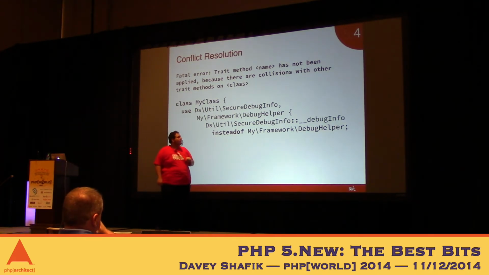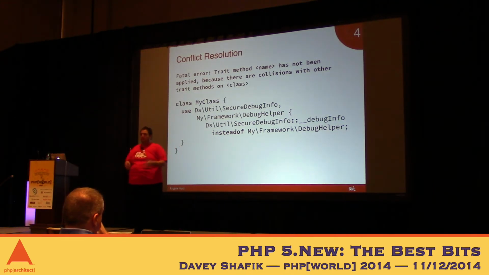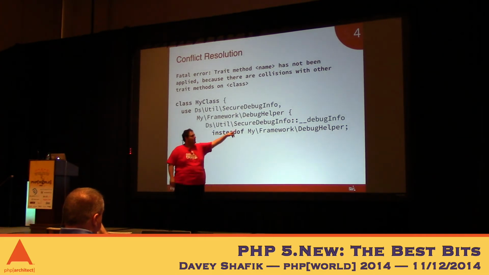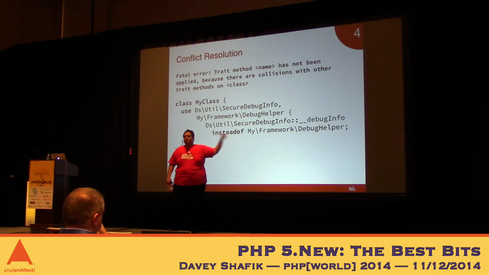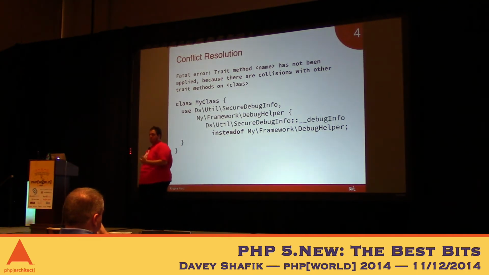So what I do here is I say, okay, I want my secure one. I really like the one in the framework, but I've implemented my own secure one on top of that. So I do ds-util secure debug info. This is the one that we want, instead of the one that's in the debug helper from my framework. Okay, so you say, I want this one instead of that one, and it'll just discard the other one.